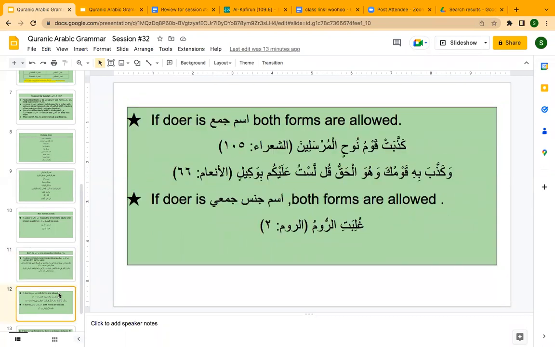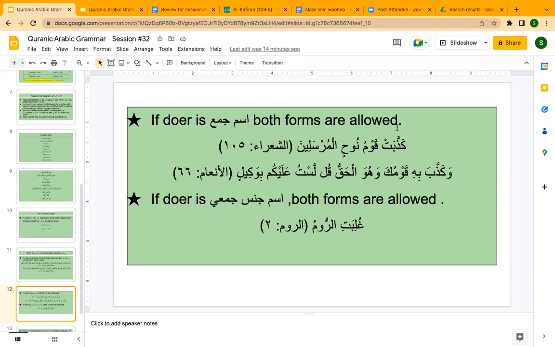Now, if your doer is an ism jama, again, both forms of fail are allowed. Now see, kazzabat qawmu nuhin. Can you translate qawmu nuhin? Who can translate qawmu nuhin? What is this here? What construction is here? It's an idafa, so it is translated as idafa. Qawmu nuhin, first word with no alif lam, followed by jar, an idafa, right? Nation of Nuh alayhi salam.